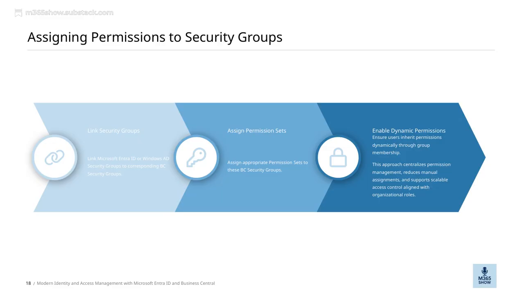Next, to enable this, we need to assign the appropriate permission sets to our Business Central security groups. This step is crucial because it defines what each group can do within the system.